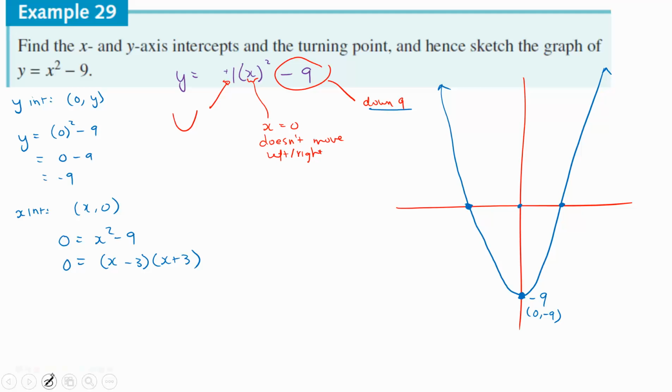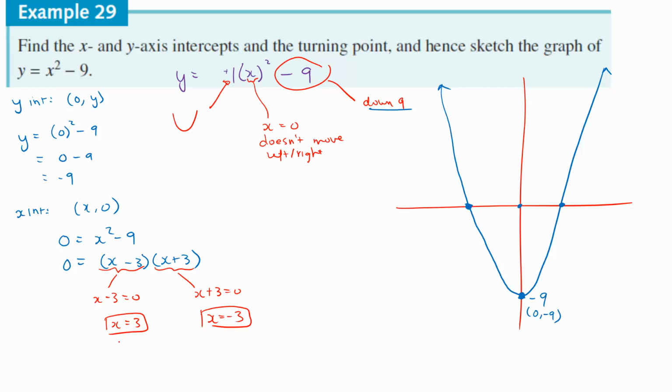And then you're using null factor law now. So you've got this multiplied by this should equal 0. So that means one of them has to be 0. So it could be x minus 3 equals 0, and you can see adding 3 on both sides, x equals 3. Or it could be x plus 3 equals 0, and then minus 3 on both sides, x equals negative 3. Using null factor law.